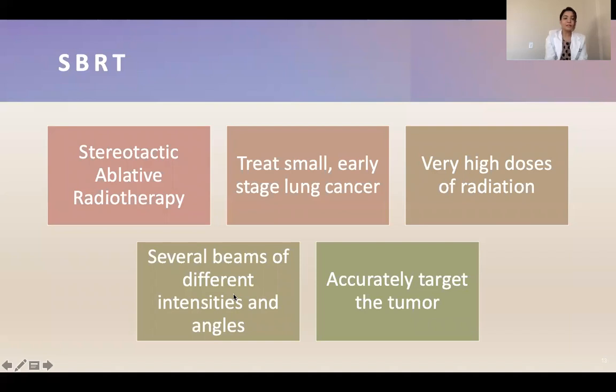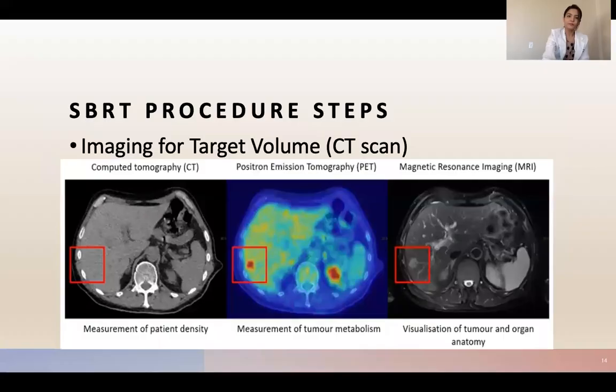So stereotactic body radiation therapy is also called stereotactic ablative radiotherapy. It treats small, early stage lung cancer using very high doses of radiation. With this technique, several beams of different intensities and angles are used to accurately target the tumor. With SBRT procedure steps, the accurate volume of the tumor is measured during the treatment.